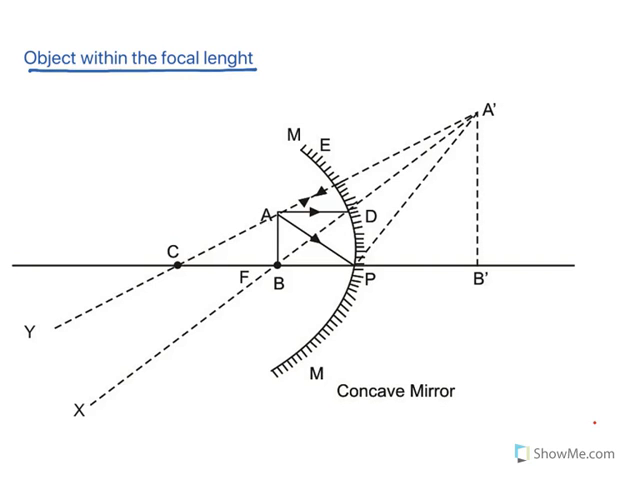Here we'll see the object kept within the focal length. Now what do you mean by within the focal length? Here is the focus and here is the pole. So the object is kept within this focal length here. If you notice, it is kept at this point.